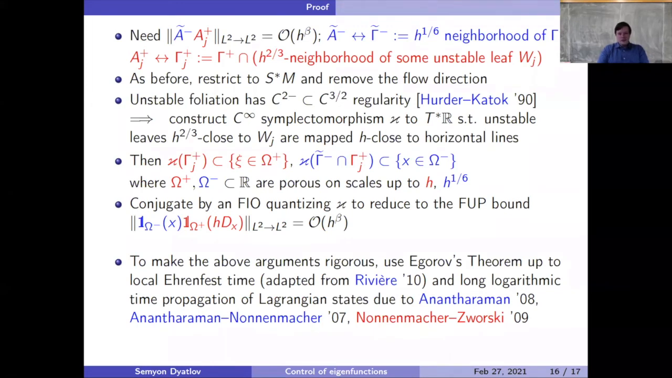One has to use Egorov theorem up to local Ehrenfest time and long logarithmic time propagation of Lagrangian states, which is another kind of big tool in quantum chaos that was actually introduced also in Anantharaman's entropy paper, and we used the version from Nonnenmacher 2019.